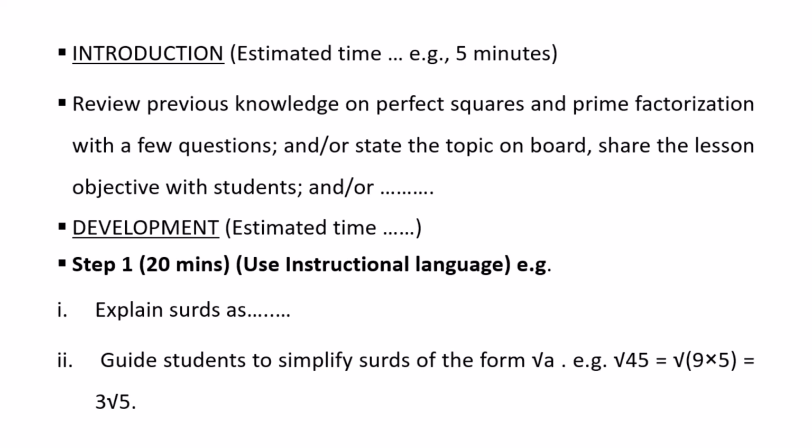Then your next thing is that you guide students to simplify surds of the form root A. Another example is that root 9 times 5 should give us 3 root 5, because 9 is a perfect square. That's 3 squared, so the 3 comes out. So that's giving us 3 root 5.